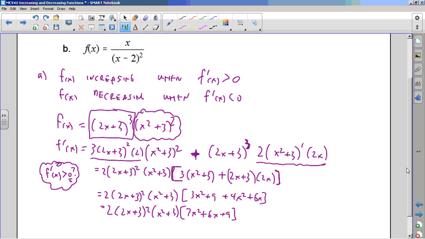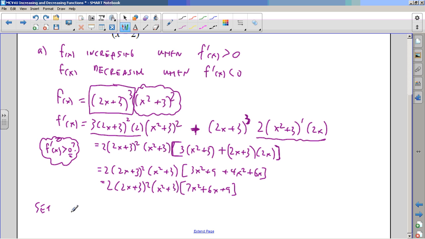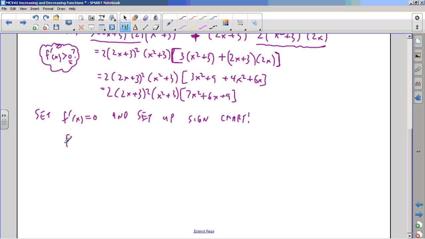And now I'm going to set this thing equal to 0 and set up a sign chart. So this thing is f prime at x equals 0 when, well, we've got that bracket could be 0, right? We've got 3 goes over and then divide by 2, negative 1.5. When is this 0? Put the 3 on the other side. Square root never works, no solutions.